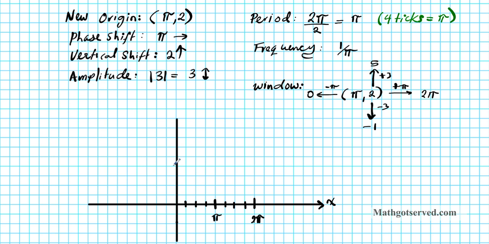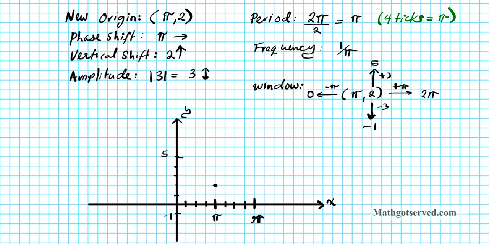Now for the y-axis, we're going to go as high as 5 and then as low as -1. So 1, 2, 3, 4, 5. That's going to be our maximum. And then as low as -1. So there goes your y-axis. Now let's graph our new origin. Our new origin is at (pi, 2). So this is pi, and 2 is 1, 2.